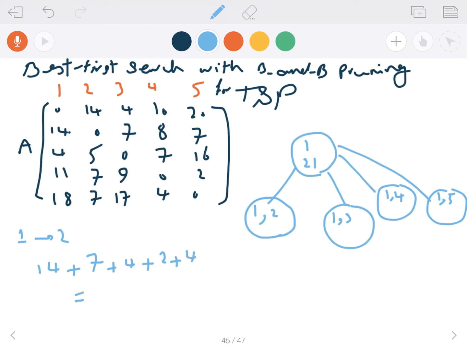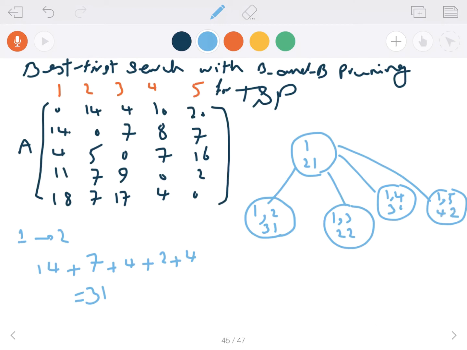So if we sum all these values together, they sum up to 31. So I am writing the bound 31 for this one here. I am going to do the same thing for node 3. I'm not going to calculate every one, but we are doing a similar approach. So it's going to be 22 here. This is going to be 30, and from 1 to 5 it's going to be 42.